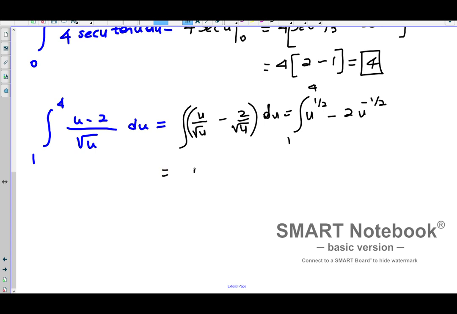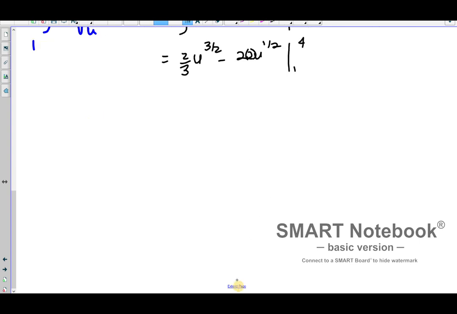U to the 1/2 becomes u to the 3/2 over 3/2, or times 2/3, minus 2 times u to the negative 1/2. The antiderivative becomes, add 1 to the power, you get u to the 1/2, divide by 1/2, or that means same as multiply by 2. And now we can go from 1 to 4. So now we have 2/3 u to the 3/2 minus 4 times u to the 1/2, evaluated from 1 to 4.